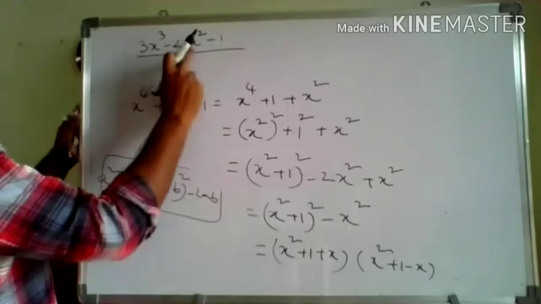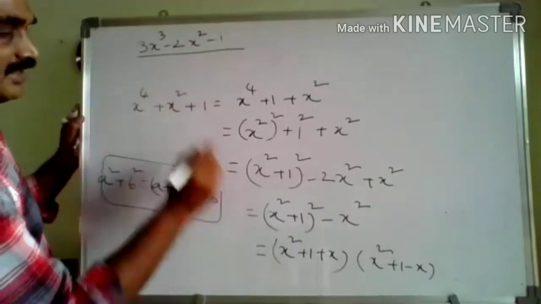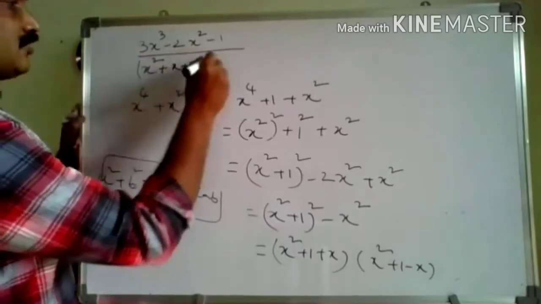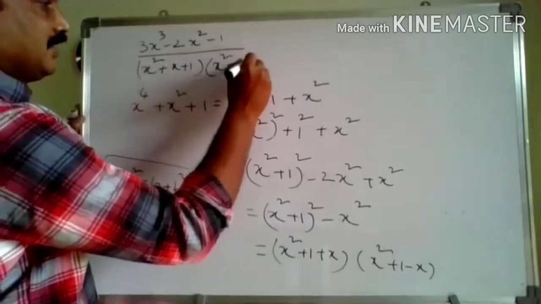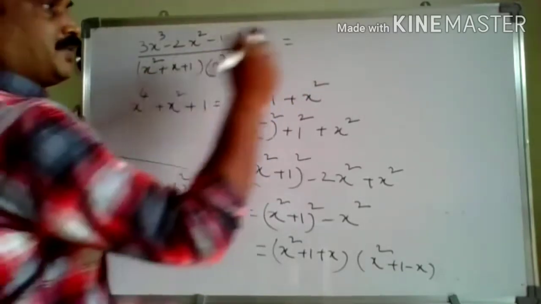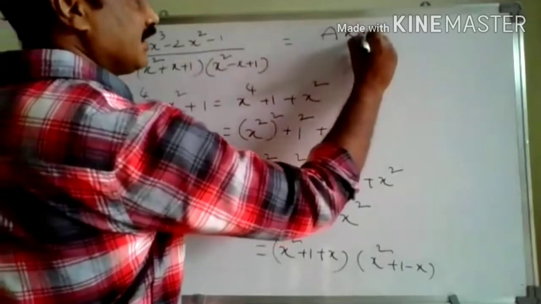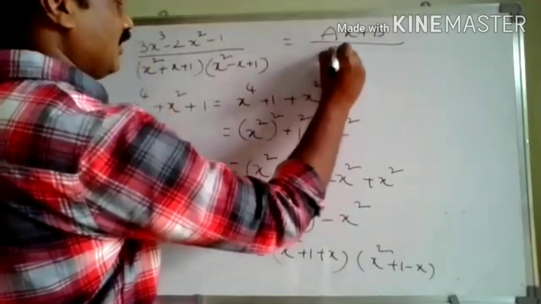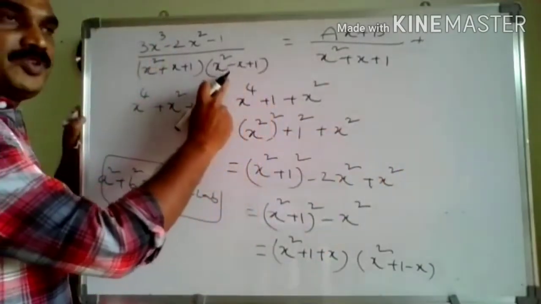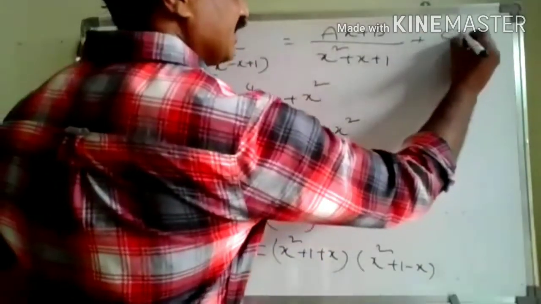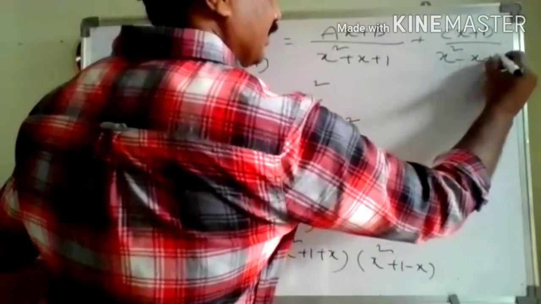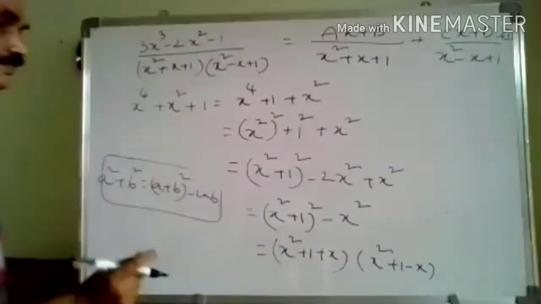So (3x³ − 2x² − 1) / ((x² + x + 1)(x² − x + 1)). Here each is an irreducible polynomial. Partial fractions: (ax + b)/(x² + x + 1) plus, this is also an irreducible polynomial, (cx + d)/(x² − x + 1). This is equation number 1.